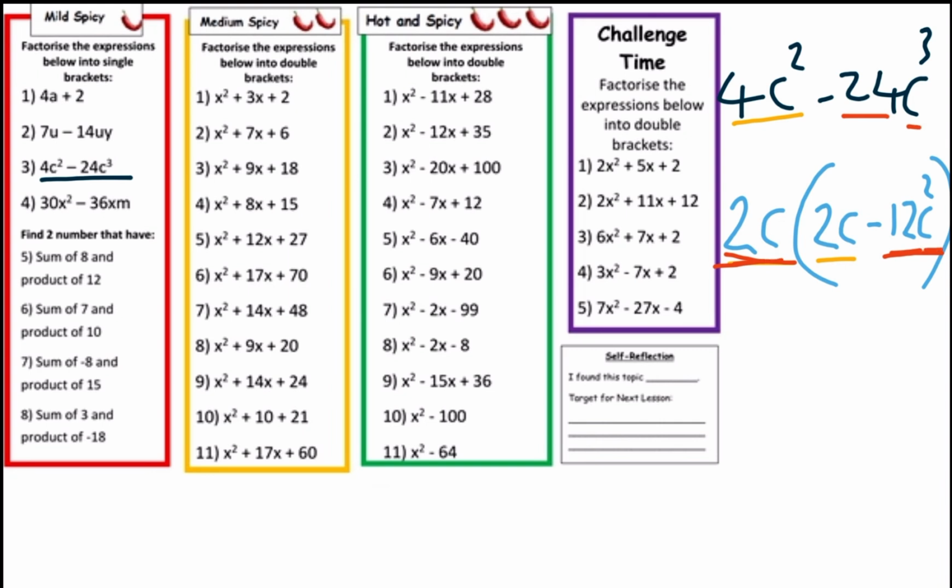This is the most common answer that students write, so they only get 1 mark in the exam paper. The reason why they only get 1 mark in the exam paper is because the common factor out here has to be the highest common factor. So watch how I redo this question again.